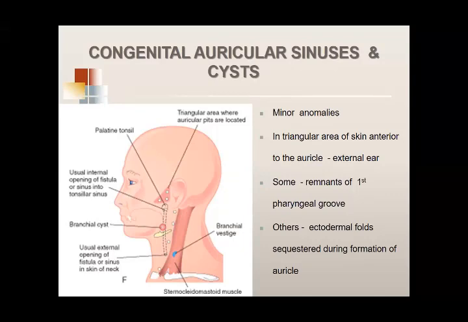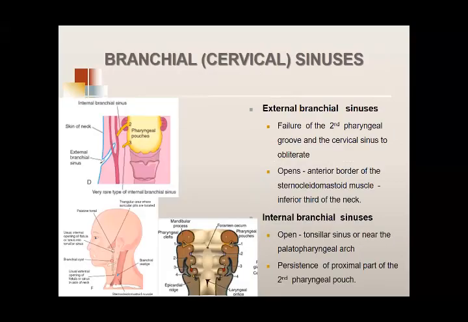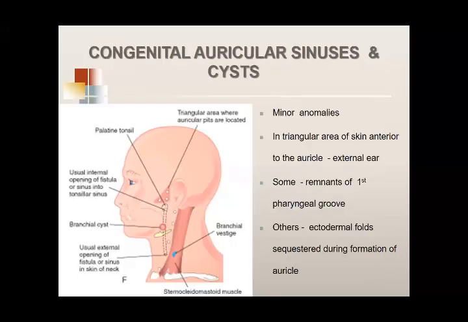Because the structures in the head and neck develop together with so many complicated and multiple structures, there are bound to be some problems here and there. Let's do the minor anomalies. Sorry, these congenital auricular sinuses and cysts, pre-auricular sinuses and cysts, are considered to be minor anomalies. These cysts and sinuses.